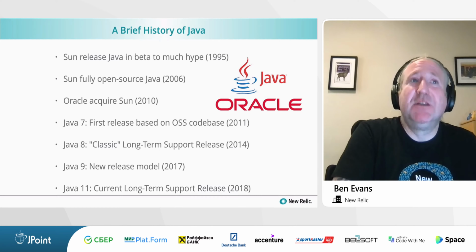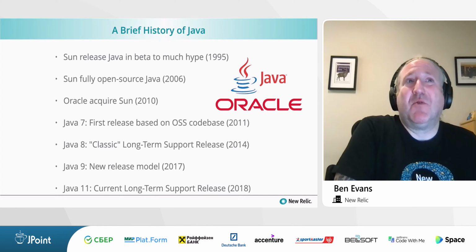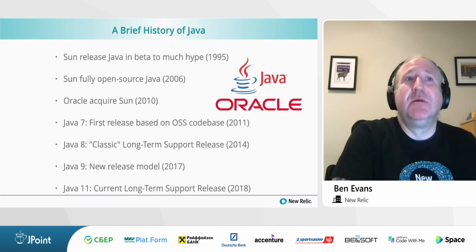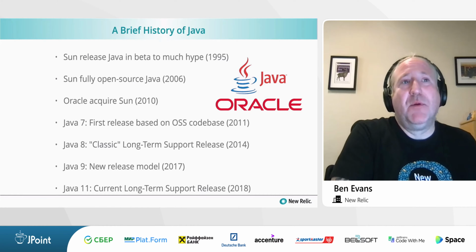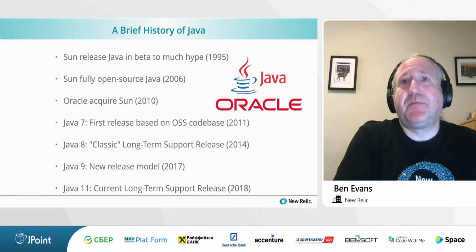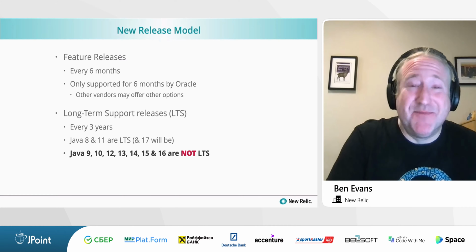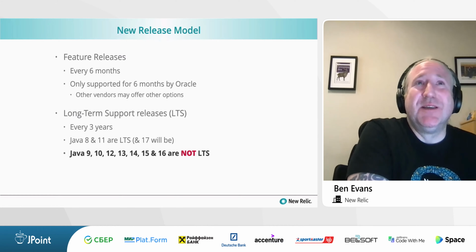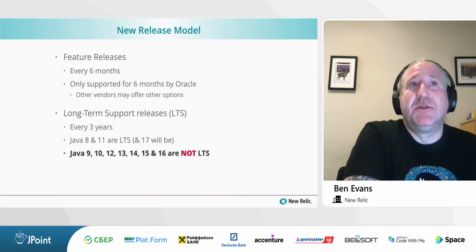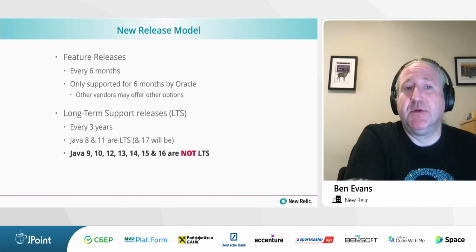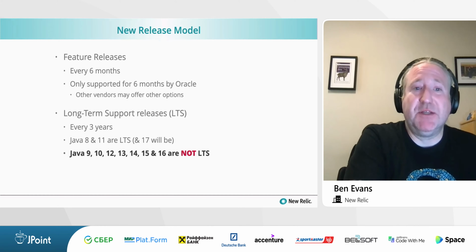Java 9 changes the release model so that instead of having these long gaps, I mean, you can see the gaps, right? Java 7 to Java 8 is 3 years. Java 8 to Java 9 is 3 years. Now, what happens with Java 9 is that the model changes, and what is defined are long-term support releases every 3 years. That's right. And feature releases every 6 months. So the feature releases basically come out on a regular cadence every 6 months, but they are only supported for 6 months.